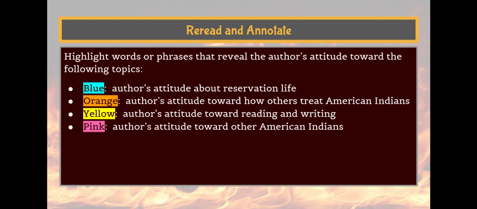You will highlight in orange the author's attitude toward how others treat American Indians. You will highlight in yellow the author's attitude toward reading and writing. And you will highlight in pink the author's attitude toward other American Indians. We're going to have about 10 minutes to do this activity in our groups.